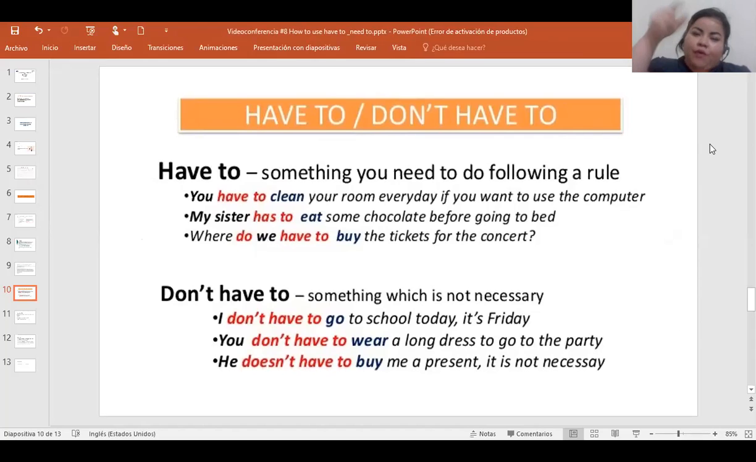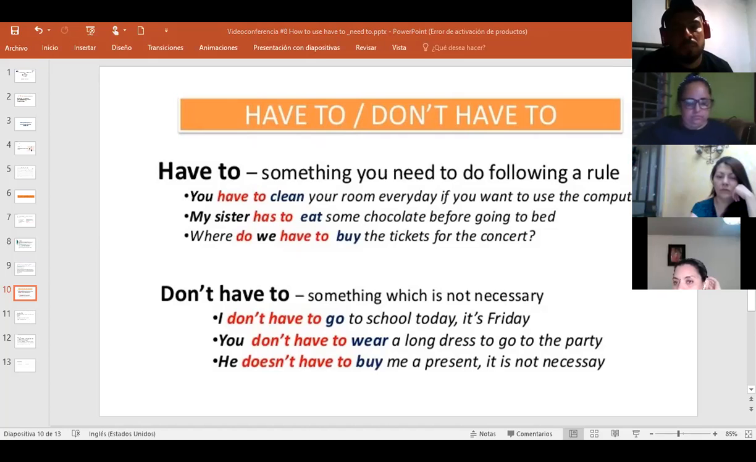For example, nowadays, you have to wear a mask to go outside, right? If you want to go to the supermarket, you have to wear a mask. You have to use what? Alcohol to put on your hands. Antibacterial, right? On your hands. You have to wash your hands. Those are rules that exist nowadays. Esas son como reglas que existen hoy día, right? You have to do it. So when we use have to or don't have to, we are talking about rules, okay?